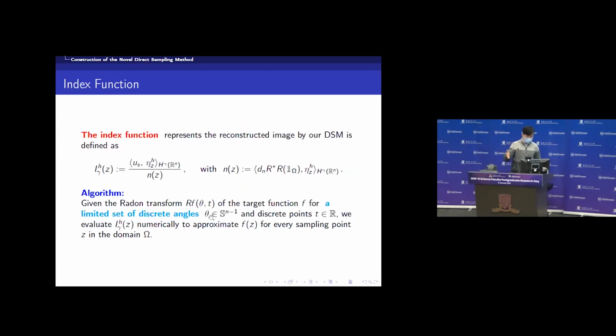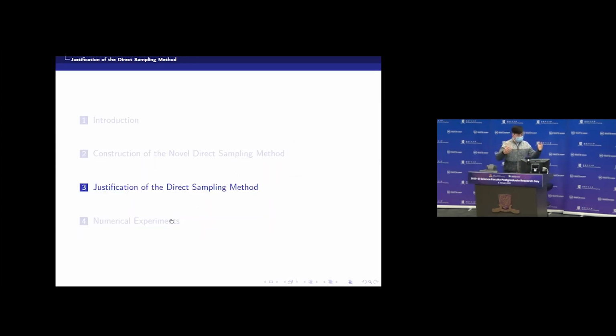So finally, we formulate this. Here, this is simply the coupling between the probing function and the measurement data, and we use it to recover the target function f that we would like to recover. This is the final algorithm that we get, the so-called direct sampling method. Now the third section of today's talk is where I would like to give some convergence and stability results for the method that I just proposed.